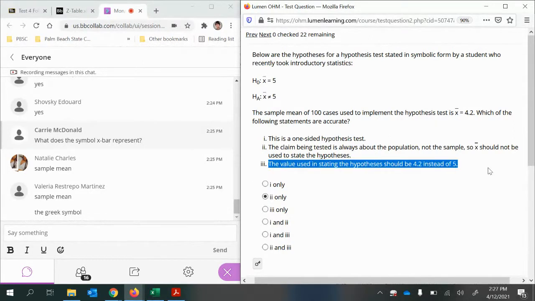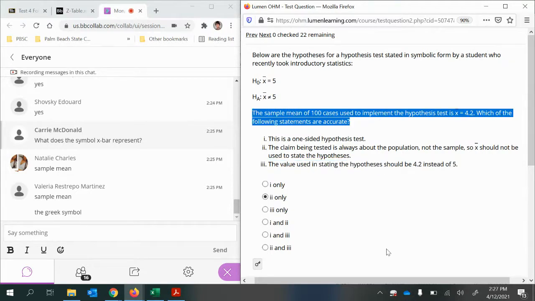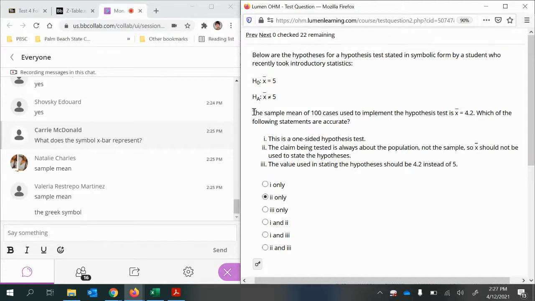And now let's look at the third one, because we do want to consider whether this might also be accurate. It says the value used in stating the hypotheses should be 4.2 instead of 5. So let's read this statement right here, and you tell me whether you think option 3 is an accurate statement. It says the sample mean of 100 cases used to implement the hypothesis test is 4.2. Which of the following statements are accurate? So actually, the only thing we really need to look at here right now is this sentence right here. The sample mean is 4.2.